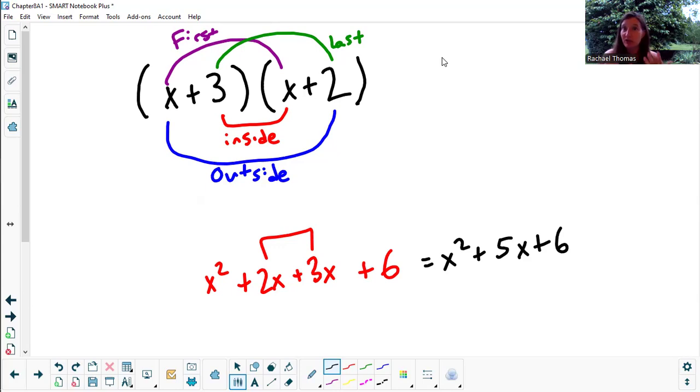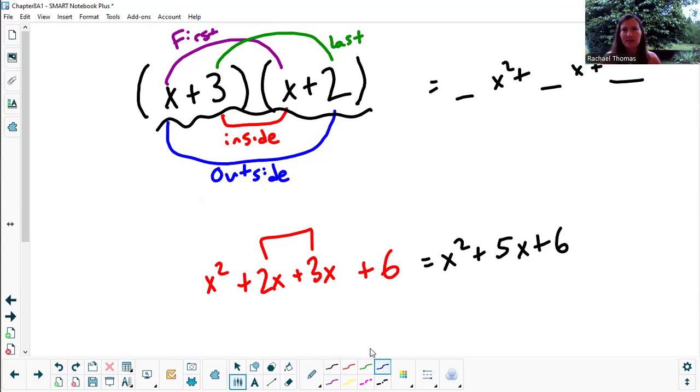And what teachers will typically expect, if they give you a problem like this that has 2 binomials multiplied together, they're going to expect an answer that has some number of x squareds, some number of x's, and then a constant. That's the pattern for how they look. And again, maybe 9 times out of 10, the last number is 3 times 2, and the middle number would be 3 plus 2.